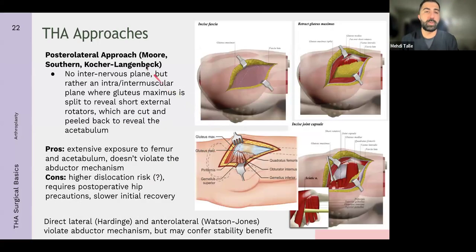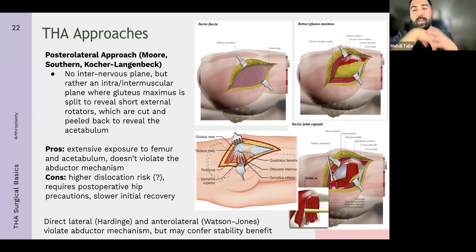So the posterolateral approach here, known as the Moore, Southern, or Coker-Langenbach approaches, doesn't have a true internervous plane, but it's more of an intra or intermuscular plane where, after you go through your fascia lata and feather over your vastus lateralis, you will actually cut through the gluteus maximus. You'll split those fibers and then get down to your short external rotators here posteriorly. And then you'll actually transect these and peel them back to reveal the hip capsule and acetabulum here, as you can see in the bottom right.